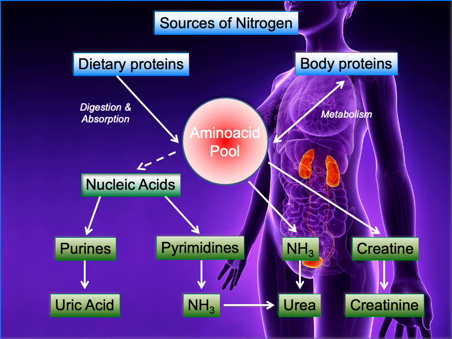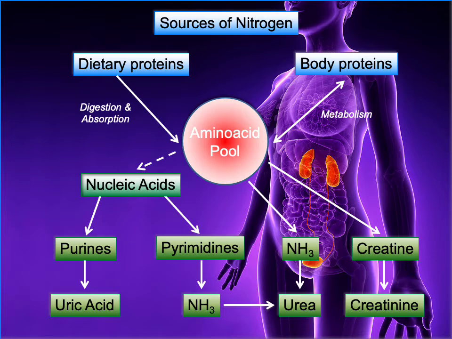There are 4 primary nitrogenous waste products that we will be discussing. They include uric acid, ammonia, urea, and creatinine. This lesson will cover the last 3. Uric acid will be covered next week.